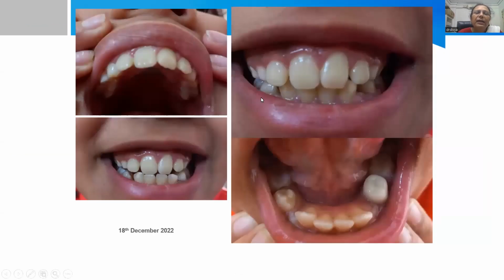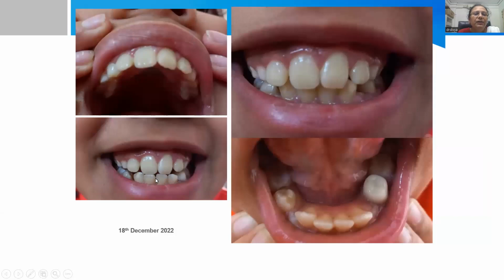Many argue and have a discussion that mandibular crowding relieves itself a little bit. Does it relieve? You see the angulation did not change. The maxilla is a little bit prognathic, the mandible is still retrognathic, and you can see the midline shift.